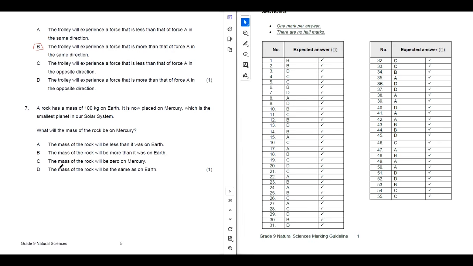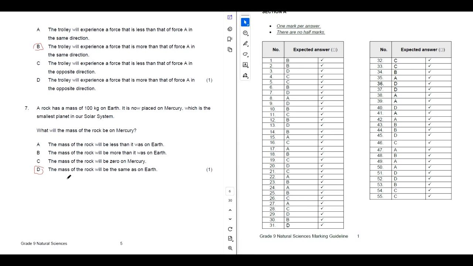Question 7 says that a rock has a mass of 100 kg on Earth. It is now placed on Mercury, which is the smallest planet in our solar system. So now the question says, what will the mass of the rock be on Mercury? We can see here that the mass of the rock will be the same as on the Earth. So our correct answer will be D.